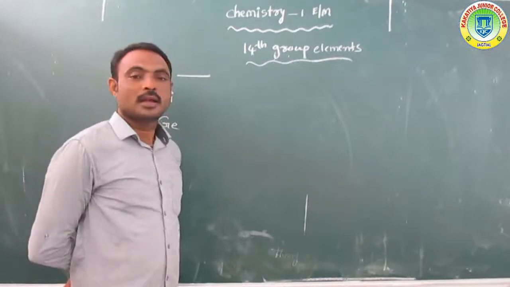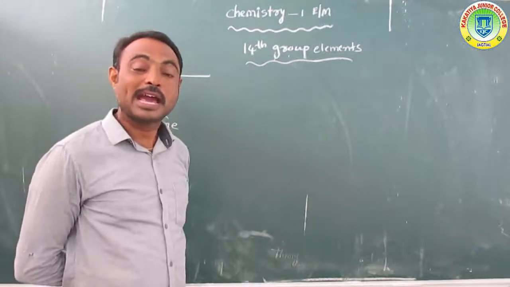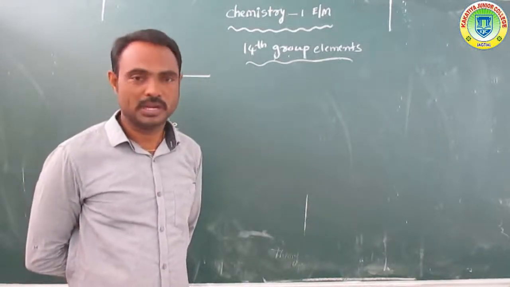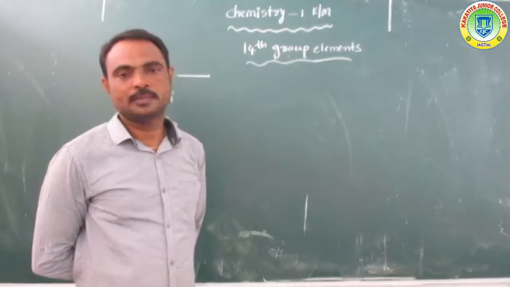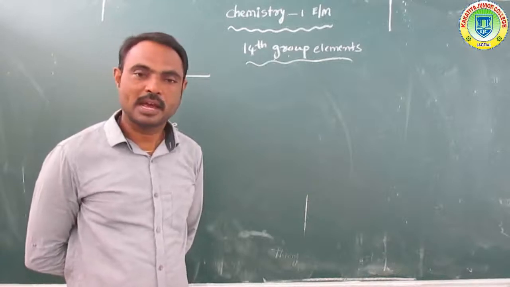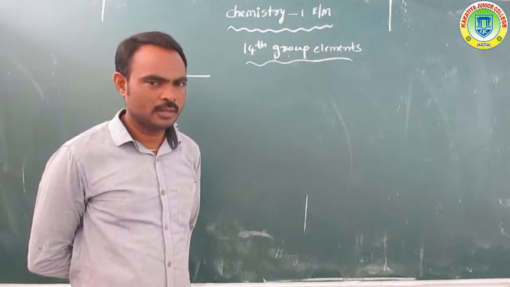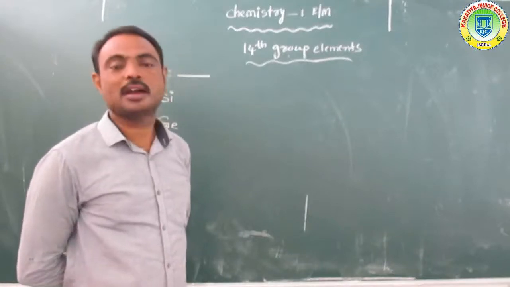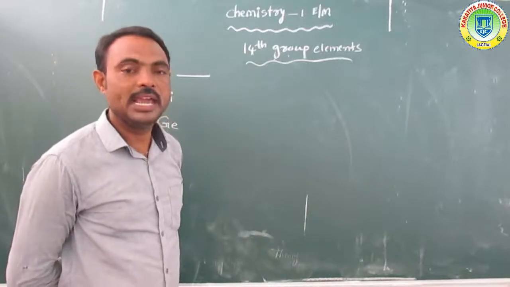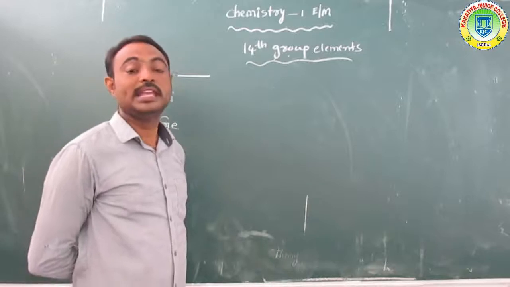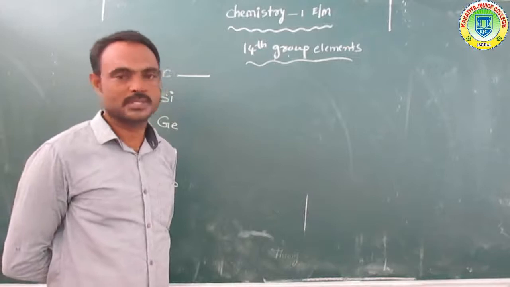Next, carbon is available from bicarbonates also: magnesium bicarbonate, calcium bicarbonate, sodium bicarbonate. Already we know that sodium bicarbonate is called baking soda. What is the formula? NaHCO3. NaHCO3 is baking soda. It is used for cooking purposes.